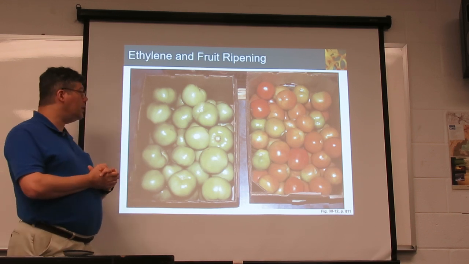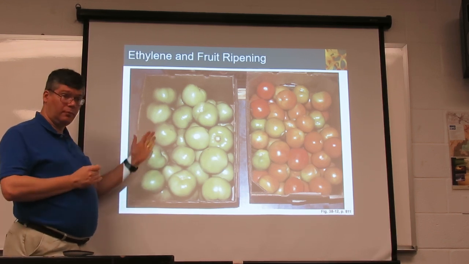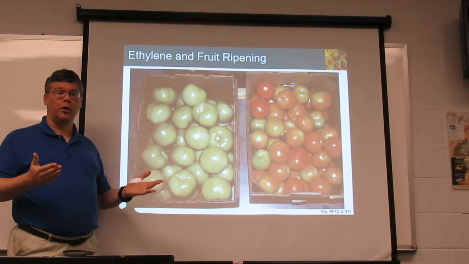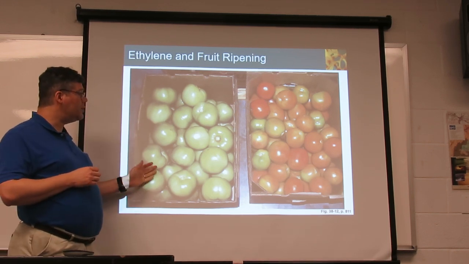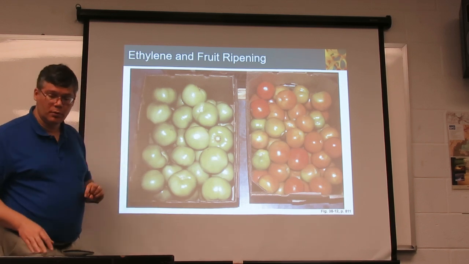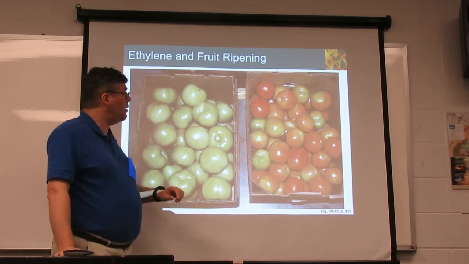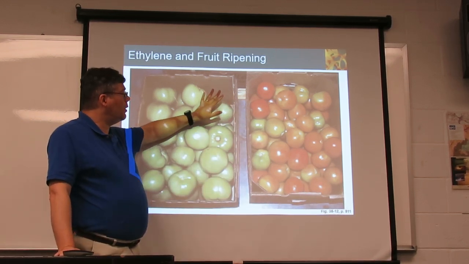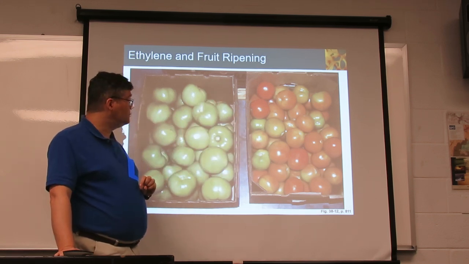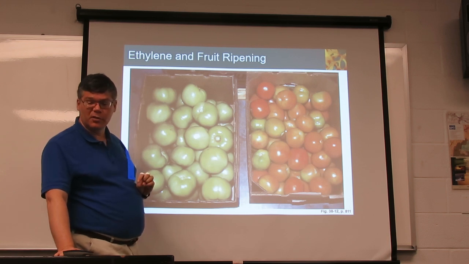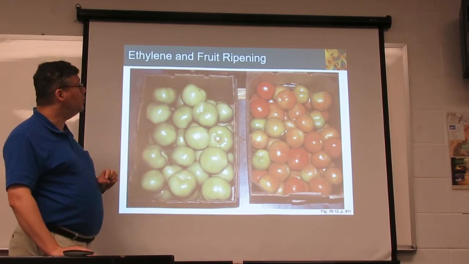You can pick green fruit on a farm, which is harder, less likely to get beat up when you ship it somewhere. And then once you've gotten it to the store, you can add ethylene, and that green fruit, like the tomatoes here, will ripen. They often still don't taste great, but look prettier at any rate.